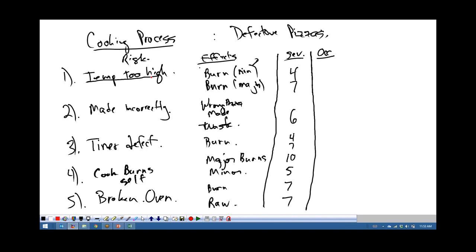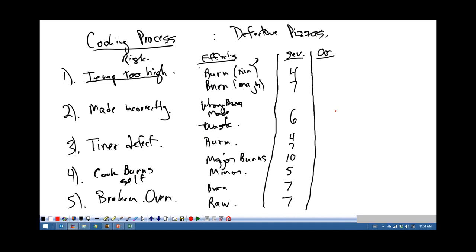So what is the likelihood that the temperature is too high and I burn the pizza? You see what's going on there? That separates out this burn from this burn, if that makes sense. What's the probability that I made it incorrectly and a wrong pizza ended up being made? Well, those are pretty much the same. What's the probability that the cook burns himself and it ends up being a major burn? What's the probability that I have a broken oven and I burn the pizza? So it's bringing in that risk in there.